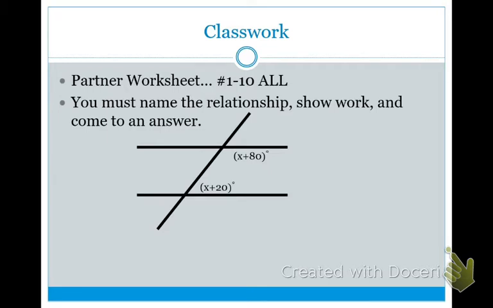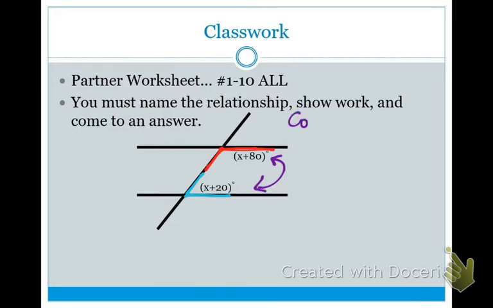So my first class struggled with this. What is the measure of the angle I just highlighted? I know it's moved over. What is the measure of the whole angle? X plus 80, right? And then the measure of this angle would be x plus 20. Is there a relationship between them? Yes, there is. What relationship is that?